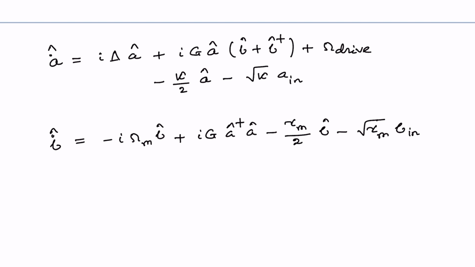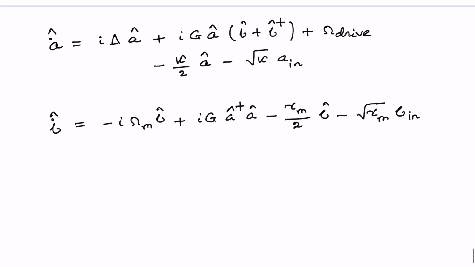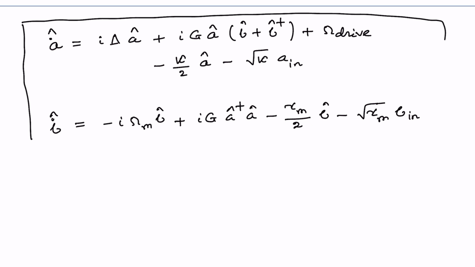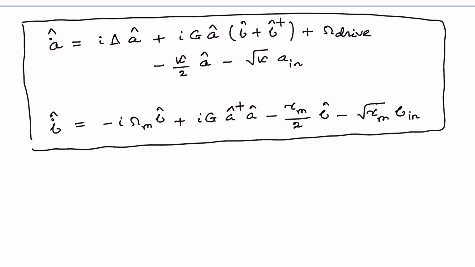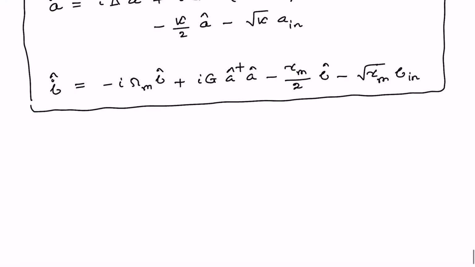Quantum input noise is this square root of gamma m B in. Now these are the so-called quantum Langevin equations that we have written here, and as you can see, these quantum Langevin equations are nonlinear, and to linearize this nonlinear equation we are going to adopt this procedure.